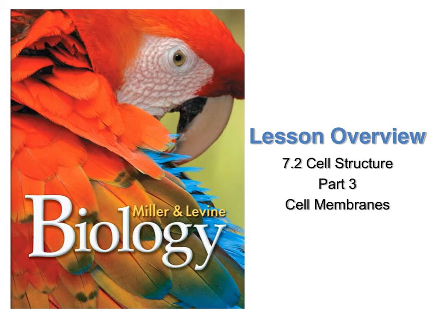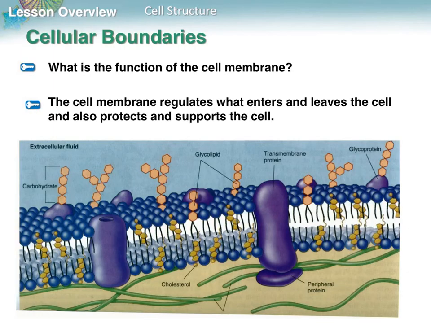All right, we're going to talk about section 7.3, part 3, cell membranes. The function of a cell membrane: there are two main functions. Number one, regulate what enters and leaves the cell, and number two, protect and support the cell. Those are two important functions you want to make sure you get written down.